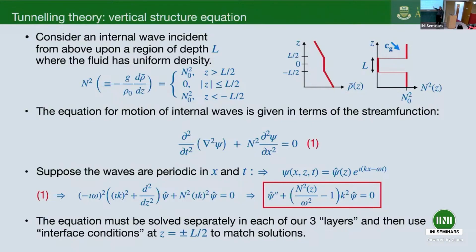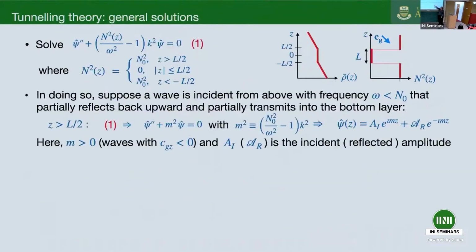And now, if it wasn't apparent before, you can see exactly why, when the frequency is less than N, this coefficient is positive, and you get wave-like solutions. When the frequency is bigger than N, this coefficient is negative, and you get exponentially decaying solutions. Okay, so that gives you the general vertical structure function. And then the plan is we can solve this piecewise in each of our three layers, top, middle, where it's uniform density, and bottom. And then we need matching conditions to say what's going on at the interfaces between the layers.